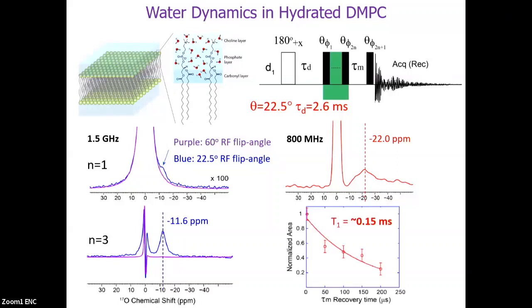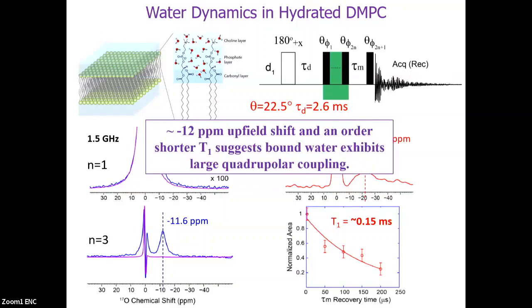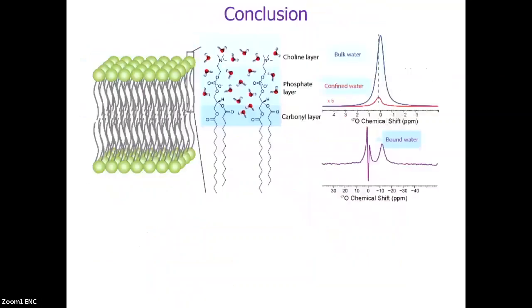And we can also measure the T1 relaxation of this population of water. And it's an order smaller than previous ones, 3.7 millisecond. So here suggests the bound water exhibits large quadrupolar coupling, and we attribute to this coupling region, which has a very confined space hindrance and allows a lot of rigid water existence.